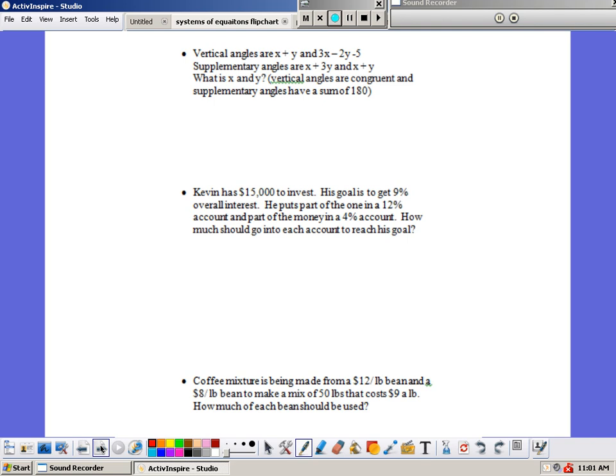Vertical angles are congruent, meaning that they're the same, which means that I have to take the x plus y and set it equal to the 3x minus 2y minus 5 for my vertical angles. Supplemental angles have a sum of 180, which means if I add the two of them together, I will get 180. I now have to determine what method I want to use.